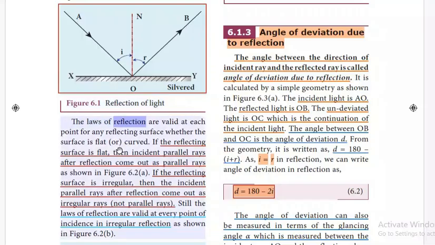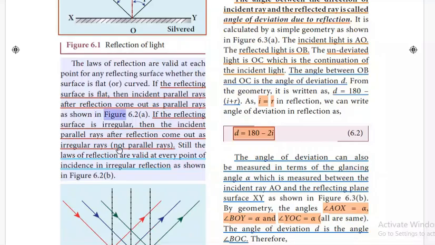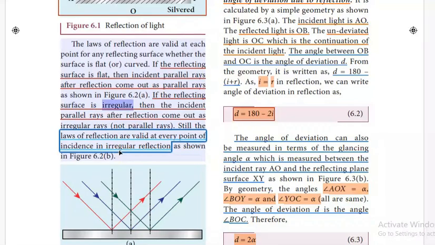The laws of reflection are valid at each point for any reflecting surface whether the surface is flat, or curved. If the reflecting surface is flat, then incident parallel rays after reflection come out as parallel rays as shown in figure 6.2, a. If the reflecting surface is irregular, then the incident parallel rays after reflection come out as irregular rays, not parallel rays. Still the laws of reflection are valid at every point of incidence in irregular reflection as shown in figure 6.2, b.